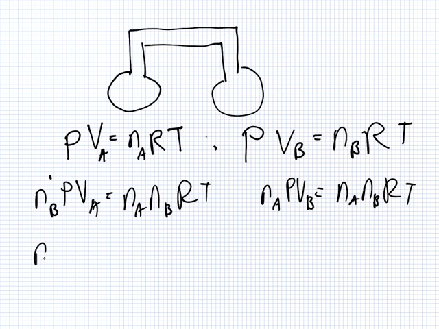So this will be nB PVA minus nA PVB equals 0. No, this doesn't work either, because the V cancels also.